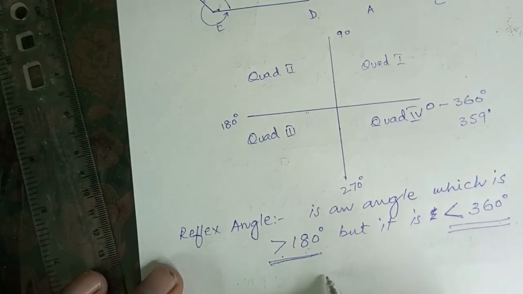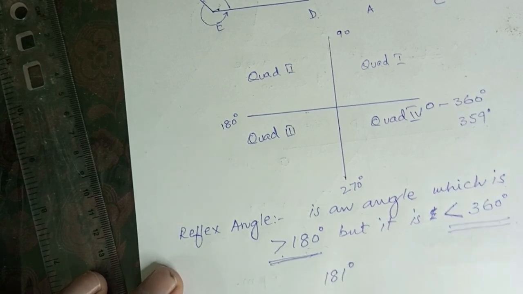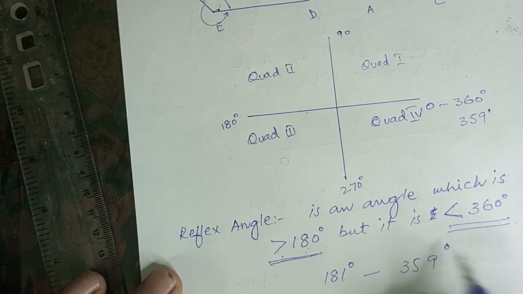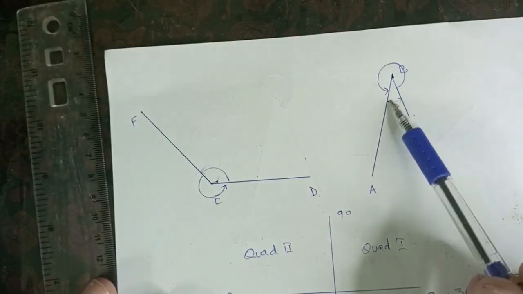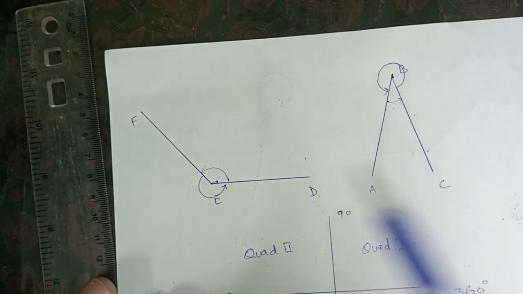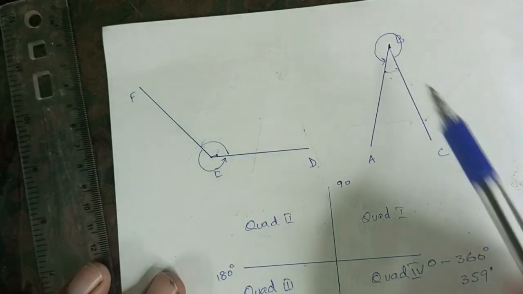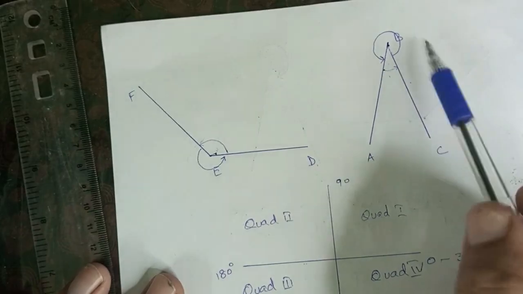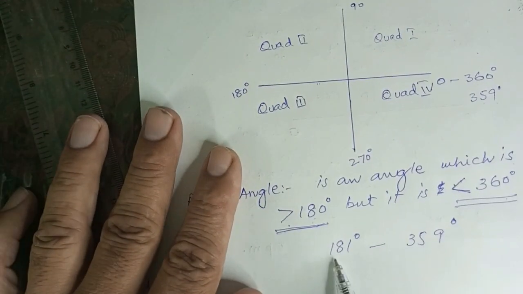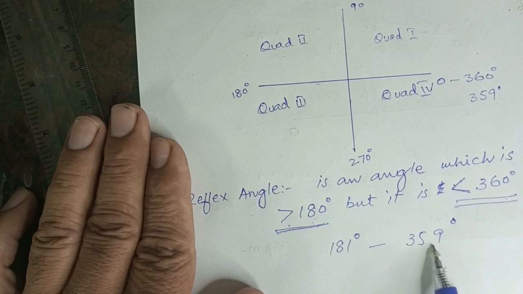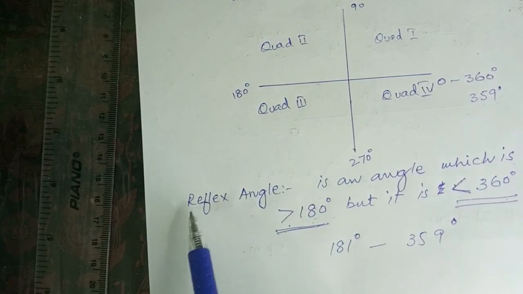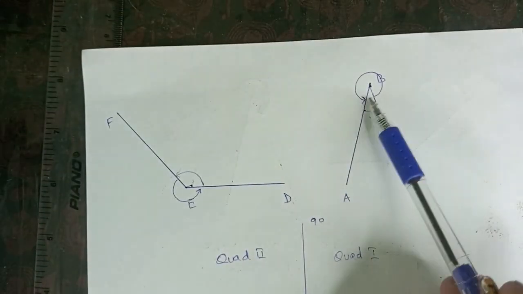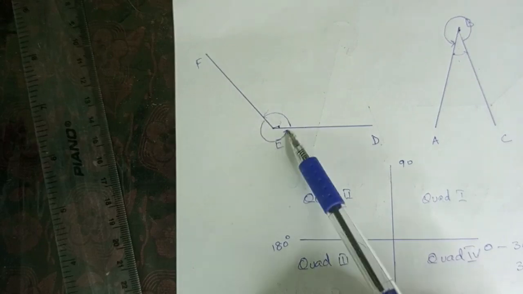Let us say if the angle measures from 181 degrees to 359 degrees, if these angles which we have drawn here measure from 181 degrees to 359 degrees, that means the angles are reflex angles. These angles are reflex angles.